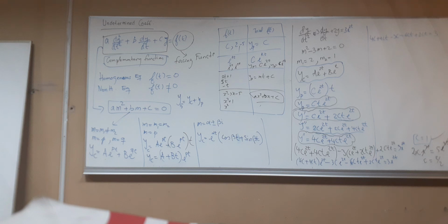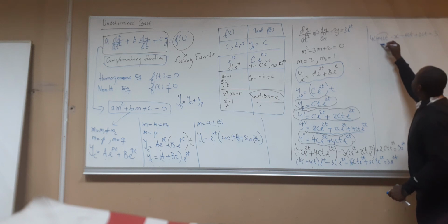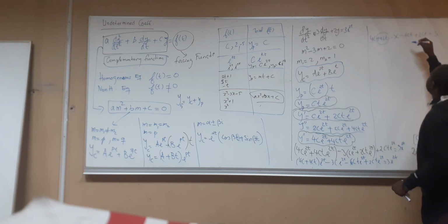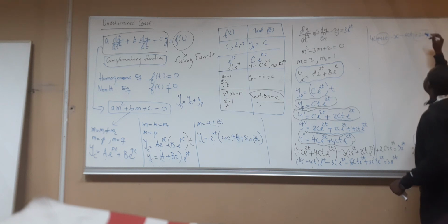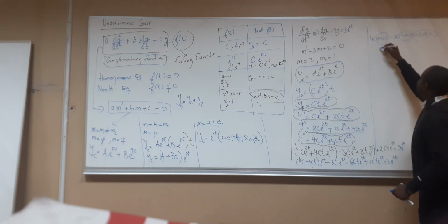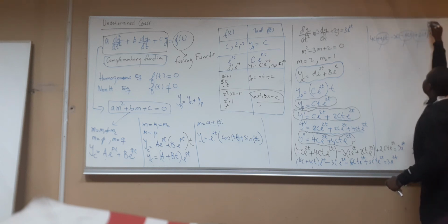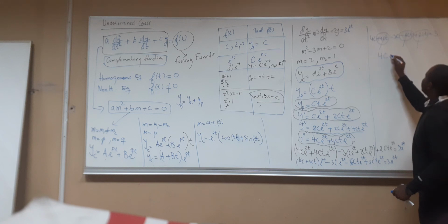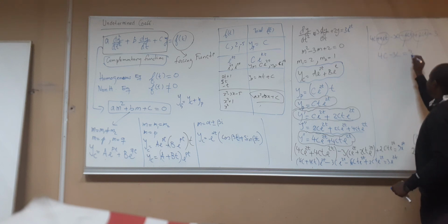Alright? So what will be our answer here? You can see we have 4ct plus 2ct, which gives you plus 6ct. We minus this one, it's going to give you 0. So we can cancel these out. I have 4c minus 3c equal to 3. Alright? So here it's going to give you c equal to 3.